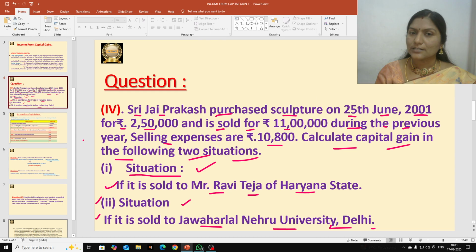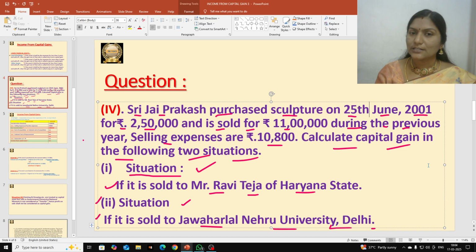So the asset was purchased in June 2001. So 2001 to 2002 is 1 year, 2002 to 2003 is the second year. But if we calculate like that, it will become a large number of years. Just look into the concept once. What is our previous year? 2023-24.